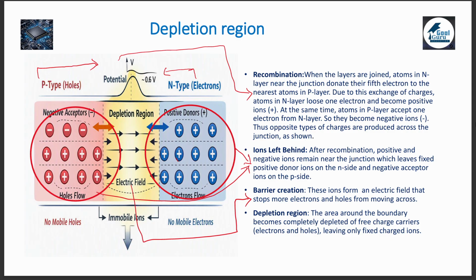What is meant by depletion region? The area around the boundary becomes completely depleted of the free charge carriers. Which are the free charge carriers? Electrons and holes. So, what is left in that region? Only fixed charge ions. And that is why this area is called the depletion region. You can very clearly see in the figure.